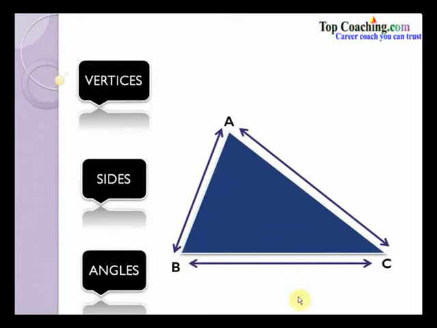Now what are angles? These are the three angles of a triangle. This is angle A or angle BAC, this is angle B or angle ABC, and this is angle C, which is also called angle ACB. Thus A, B and C are the three vertices of this triangle, AB, BC and CA are the three sides of this triangle, and these are the three angles of this triangle. So these three together constitute any triangle.